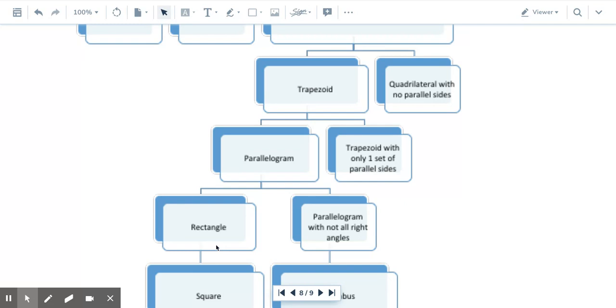This statement is false. All trapezoids are not rectangles because the defining attribute for a rectangle is that it must have four right angles, and that is not a defining attribute for a trapezoid. Meaning that because the trapezoid does not have the same defining attribute as a rectangle, all trapezoids do not have to be rectangles. Some of them will be, but they could also have just one set of parallel sides, or they could also be a parallelogram with not all right angles. So not all trapezoids will be rectangles.